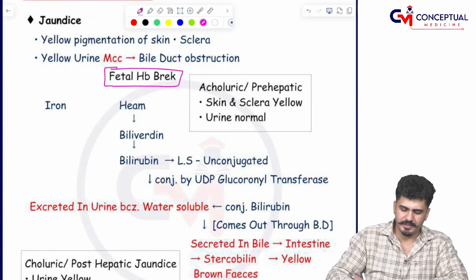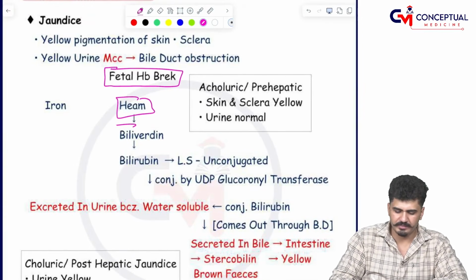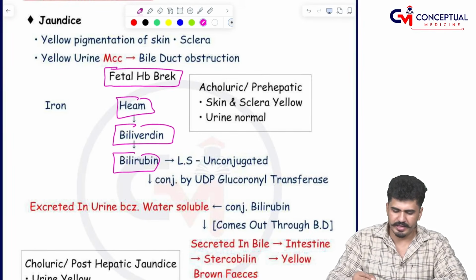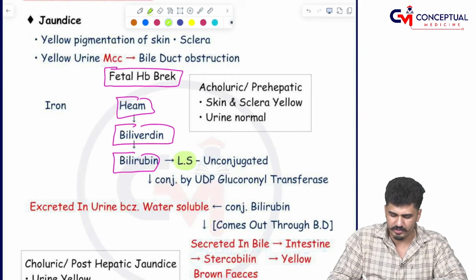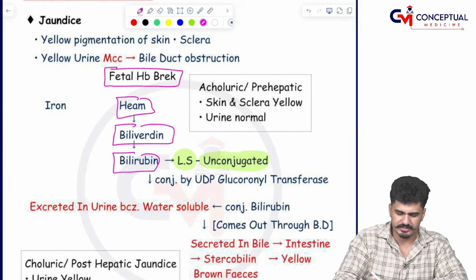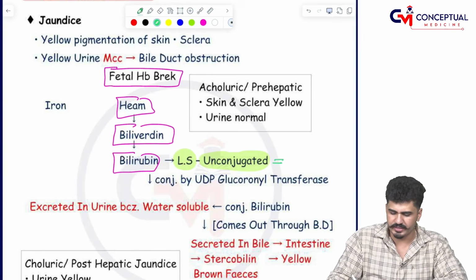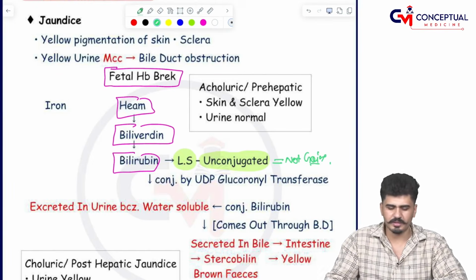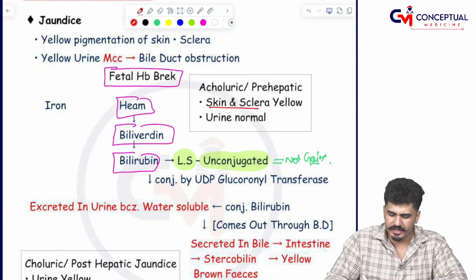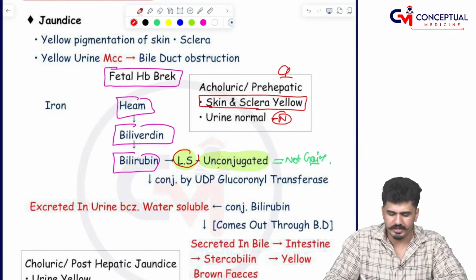The fetal hemoglobin is breaking into heme, then heme is breaking into biliverdin, and biliverdin is breaking into bilirubin, and this bilirubin is lipid soluble, which is unconjugated. Yesterday in pharmacology I taught you that unconjugated is not going out from the kidney. So if it is not going out from the kidney, the rest of the areas it will go. So your skin and sclera will be yellow in a prehepatic jaundice, but your urine will be normal. Why? Because this is unconjugated, lipid soluble.